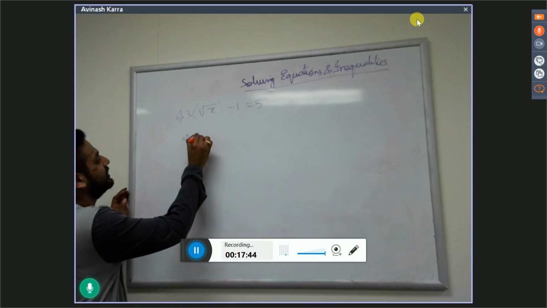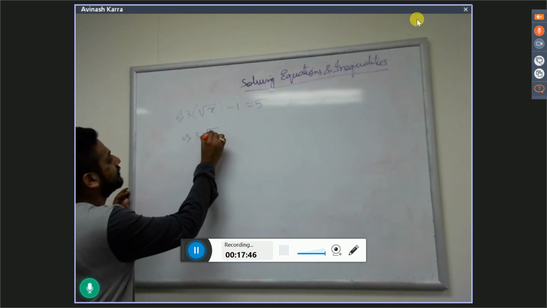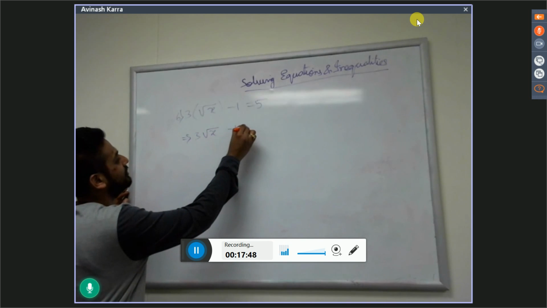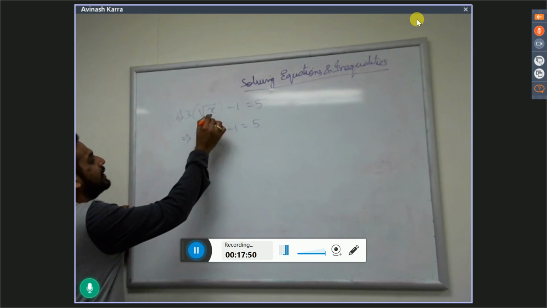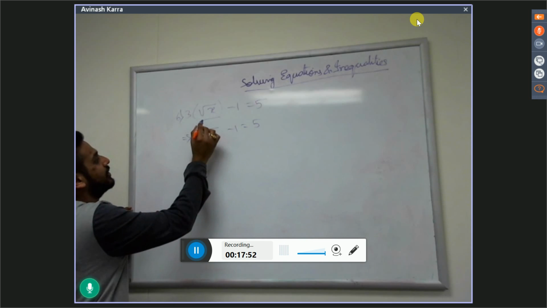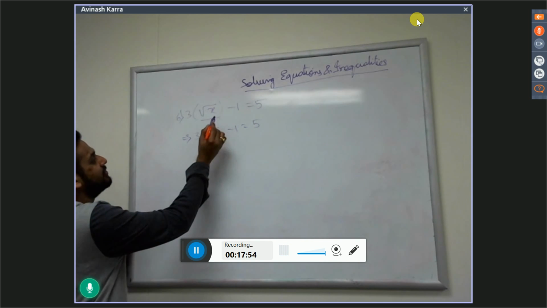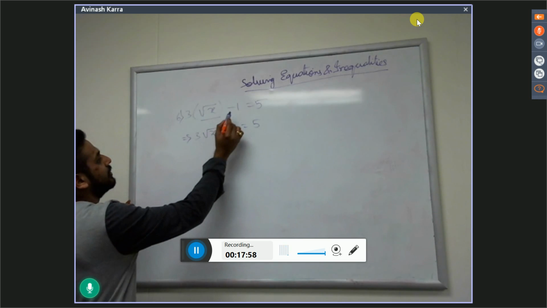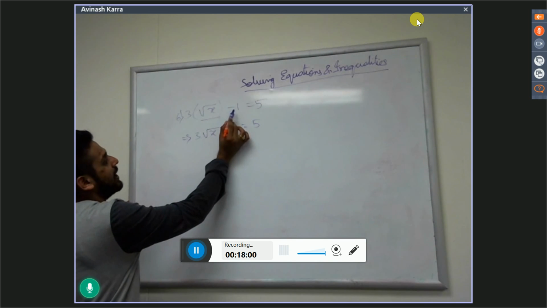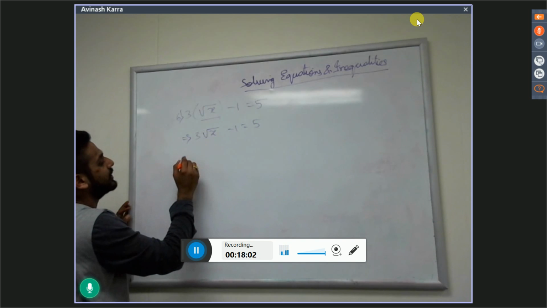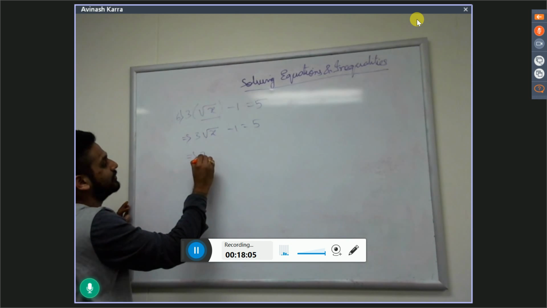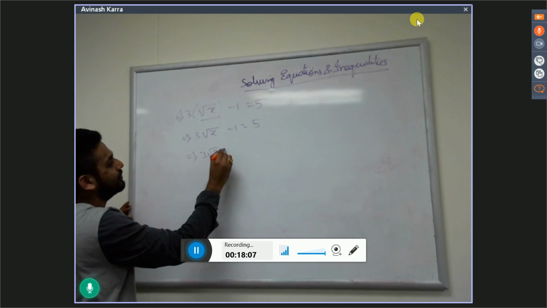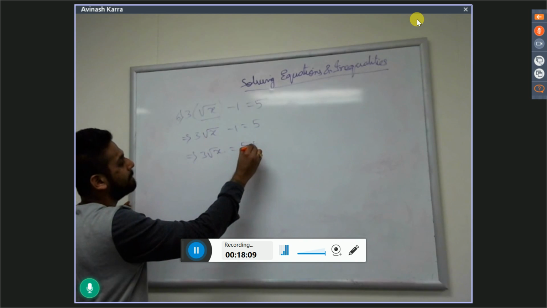What's happening here? 3 root x minus 1 is equal to 5. So now I'm making x the subject. To make x the subject, I want to move all the constants to the other side. What is the constant here first? Minus 1. If I move minus 1 to the other side, it becomes positive. So 3 root x is equal to 5 plus 1.